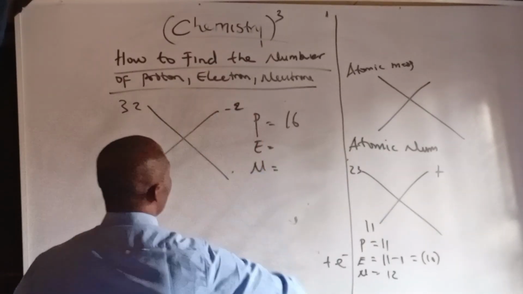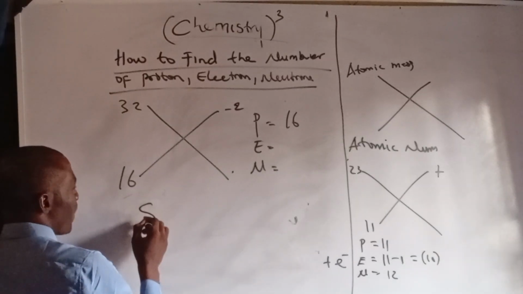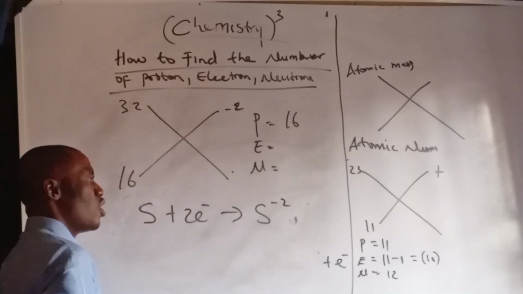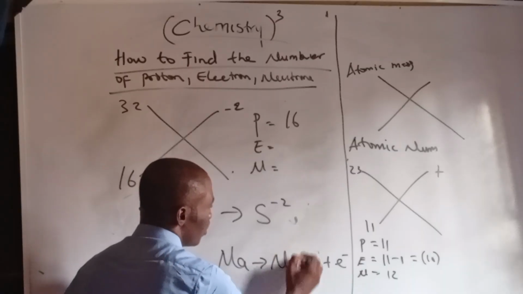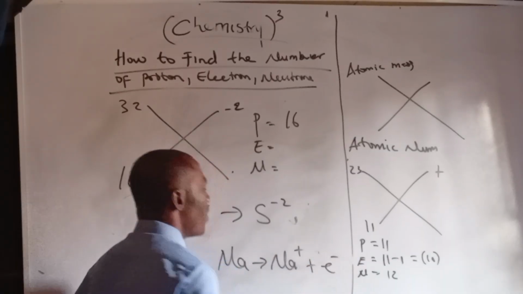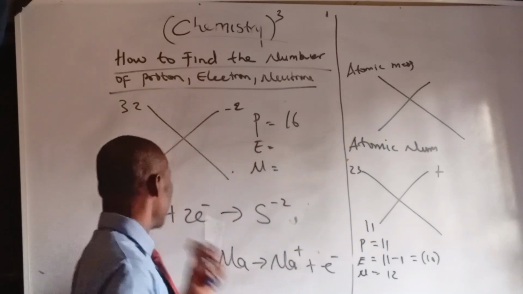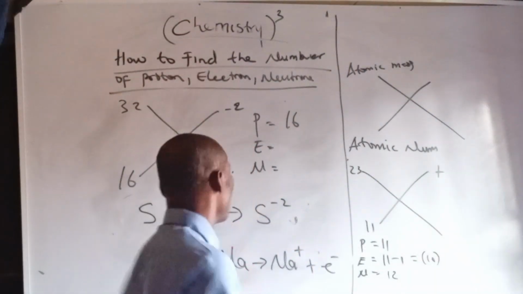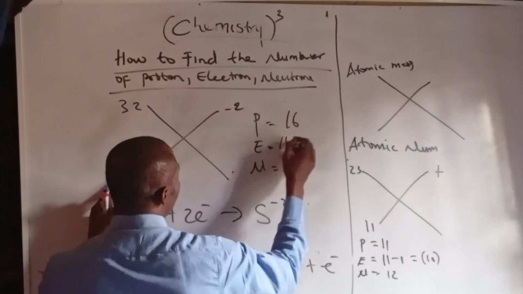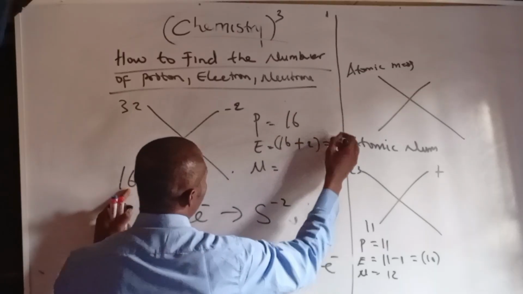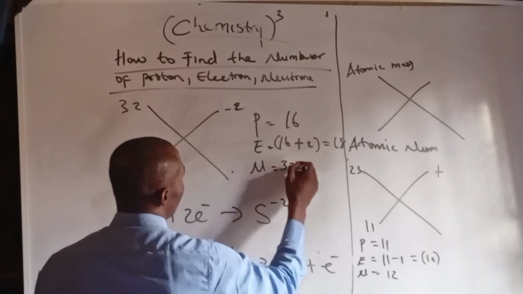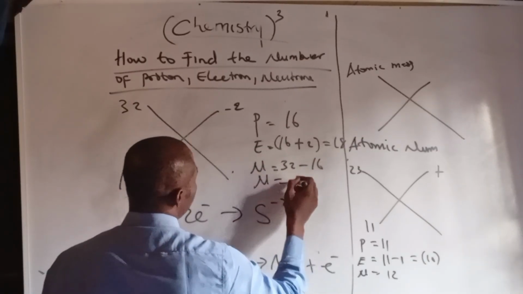Electron number, notice we have a minus 2 charge here. We have to receive 2 electrons to become a negatively charged sulfur. For sodium, sodium will have to give out 1 electron to become a positively charged sodium. And for sulfur, we have to receive 2 electrons to become a negatively charged sulfur. So what we have here will become 16 plus 2, and that is 18. Now for the neutron number, 32 minus 16, the neutron number is definitely 16.